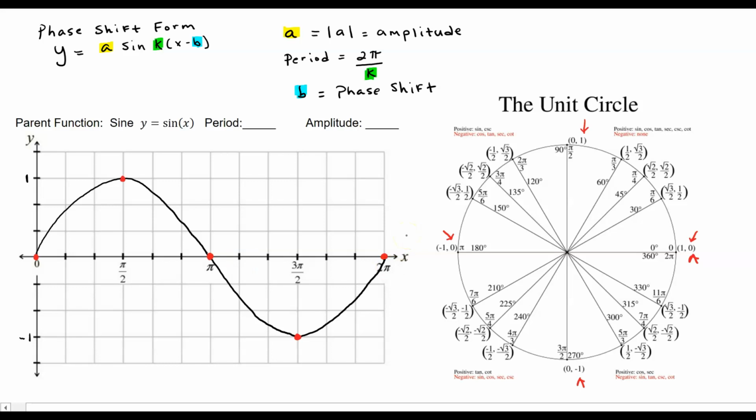This corresponds to its period. So the period of the sine graph is 2 pi units.